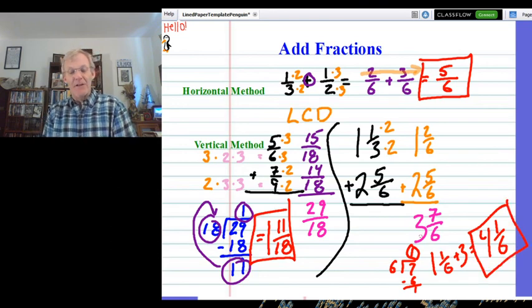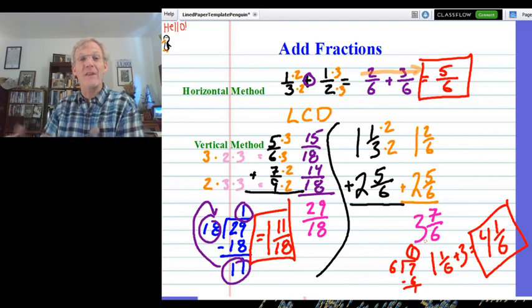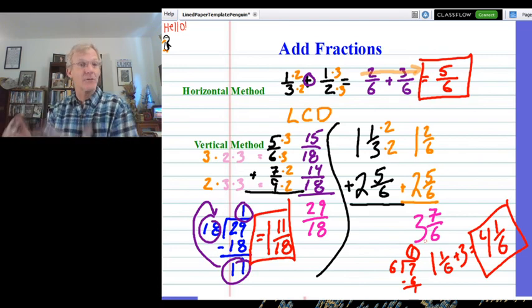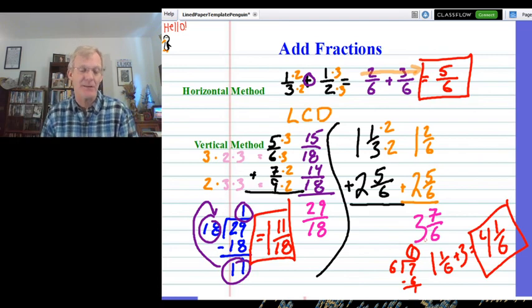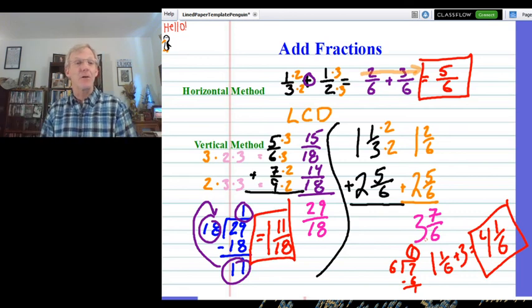Now look at that. There's that whole number 3, and then the 7/6 is more than 6. It's more than 1 in groups of 6. There are 7 groups of 6. So you have 6 groups of 6. There's your whole number to add to the 3, and then the leftover 1.